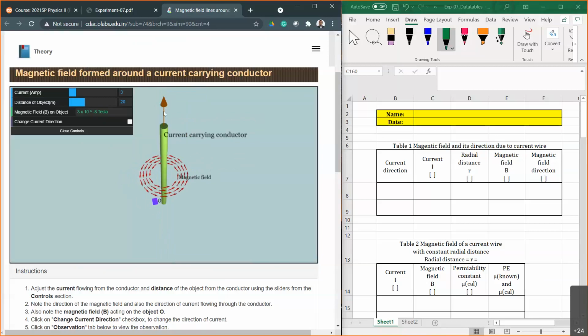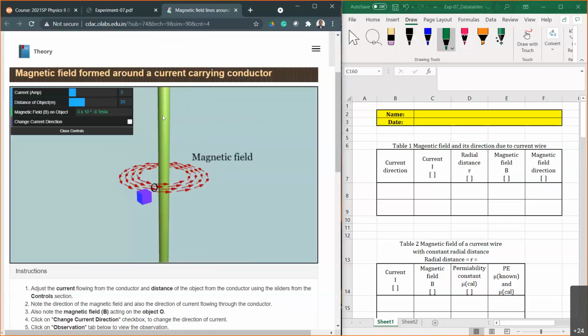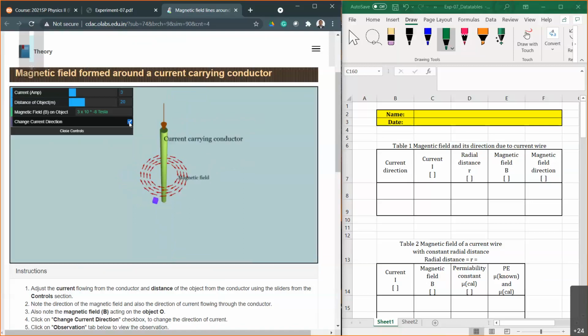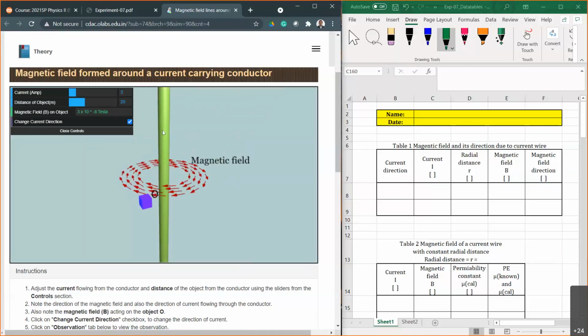If you look at it from the wire's perspective, from the top view, right here you can see it rotating counterclockwise around the wire. Now if I flip the current direction, you can change the current direction by clicking here. If you click on this small box, the current will flip. As soon as the current flips, you can see the magnetic field line direction changes. Now it is moving clockwise relative to the current wire, if you look at it from the top view. So that's the idea. It's a very simple simulator, with nothing much to do technically in terms of doing the experiment.